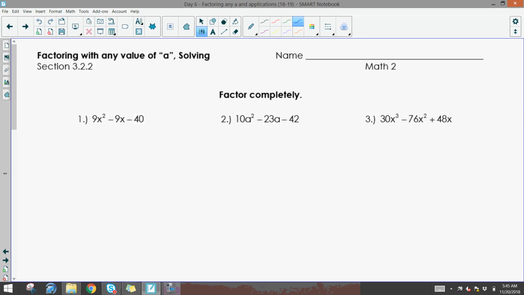So, if you look at number 1, there is no GCF because of the 40. So we can go right into factoring that trinomial. Well, what you need to do is look at all of the factors of a. So that's going to be 1 and 9 and 3 and 3. Then you need to look at all the factors of 40, which is 1 and 40, 2 and 20, obviously 3 doesn't work, 4 and 10, or 5 and 8.